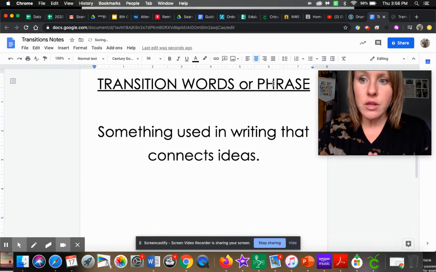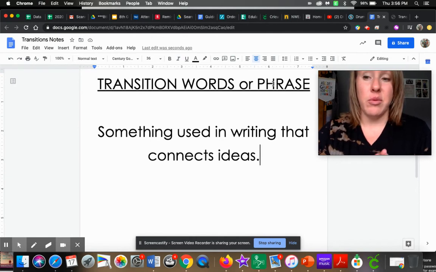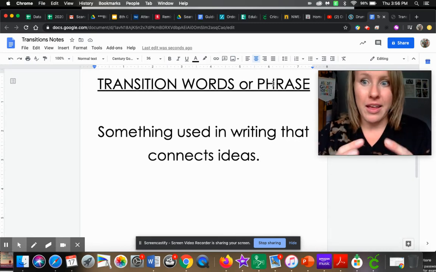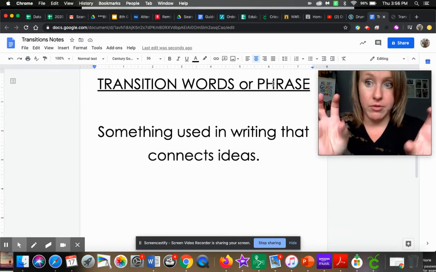So you will use this. You can use this in a sentence. So you could say something like, "I went to the store, but I forgot my wallet." That "but" there, that connects the ideas of going to the store and forgetting your wallet.